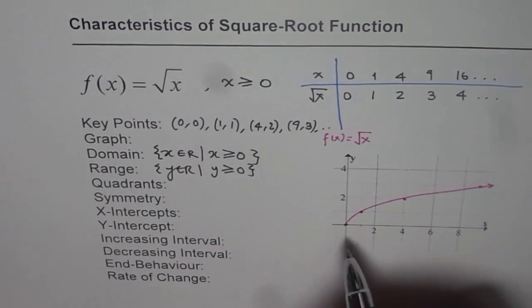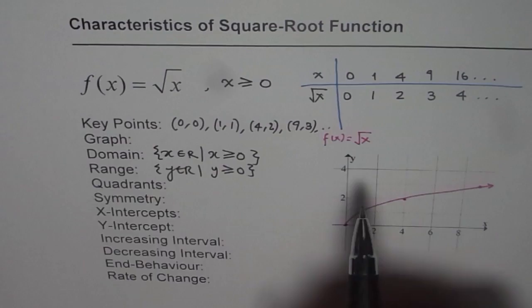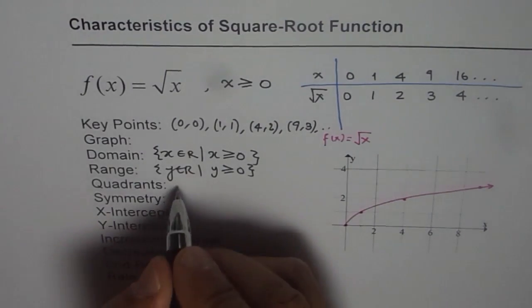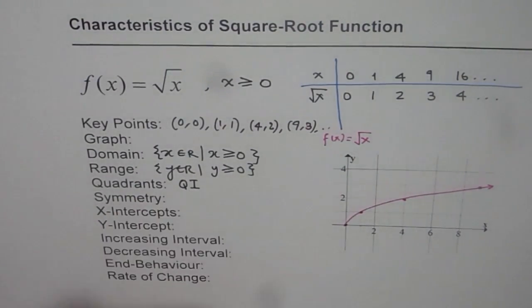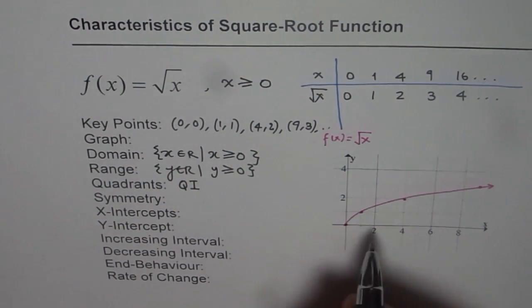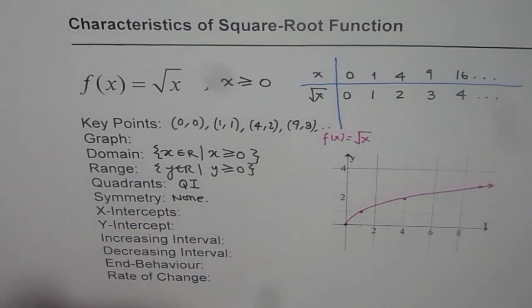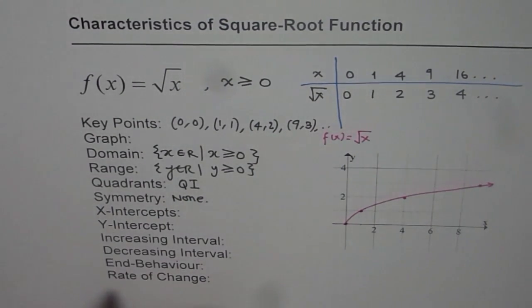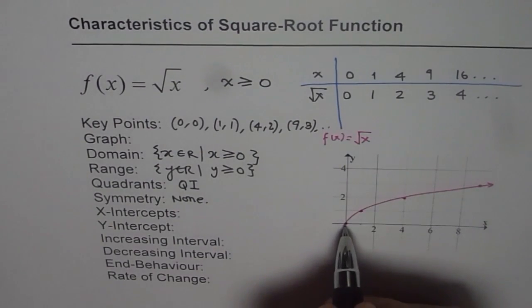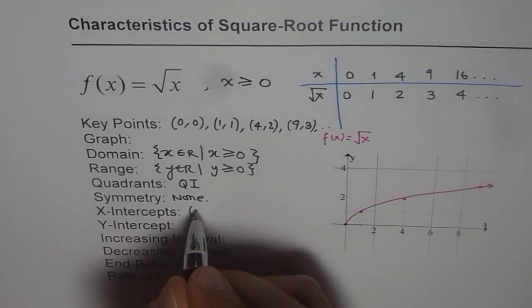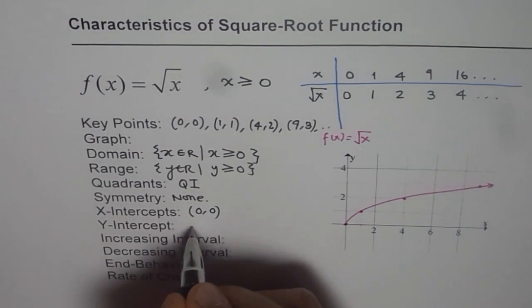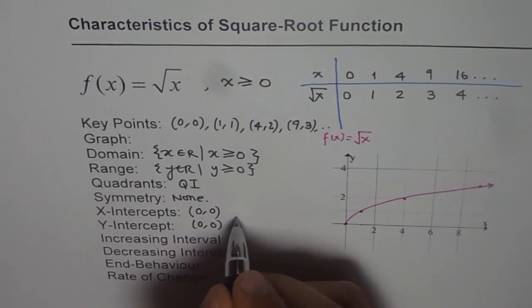So what we see here is the function f of x equals square root x is always in quadrant 1, right? Symmetry. It does not have any symmetries, right? So symmetry, none. How about x and y intercepts? Well, it starts at the origin. So the x and y intercepts are at x equals 0 and y equals 0. So it is at the origin, right?